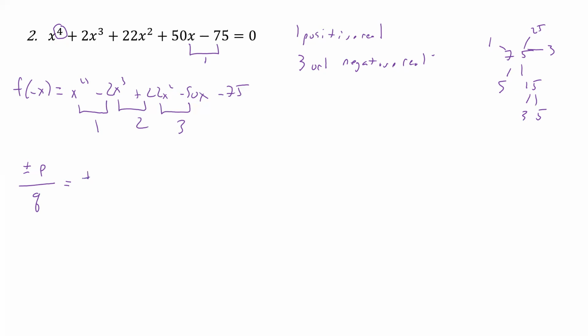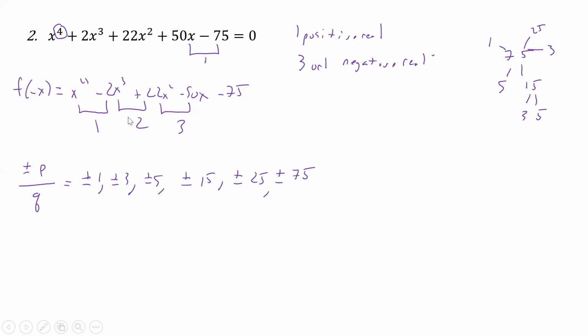So what we have is now plus or minus 1, plus or minus 3, plus or minus 5, plus or minus 15, plus or minus 25 as the next bigger one, and then the last one would be just 75. So that gives us 2, 4, 6, 8, 10, 12 possible values to actually test here. Now, I'm wondering if I left a blank page, good.